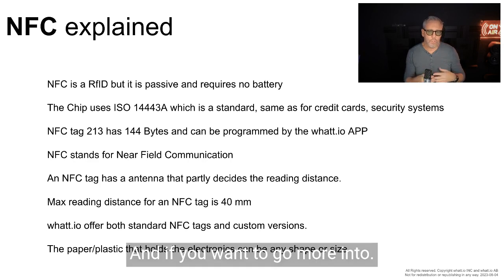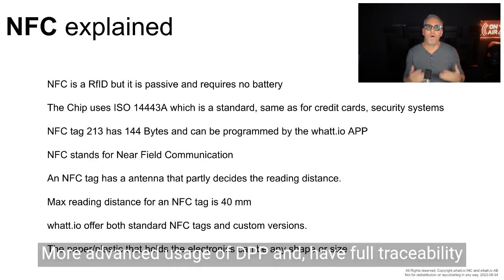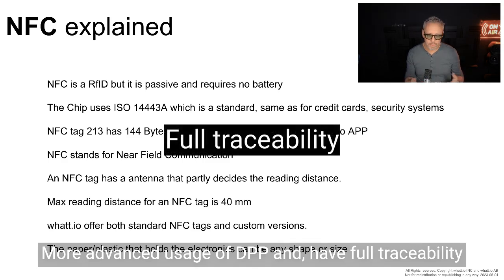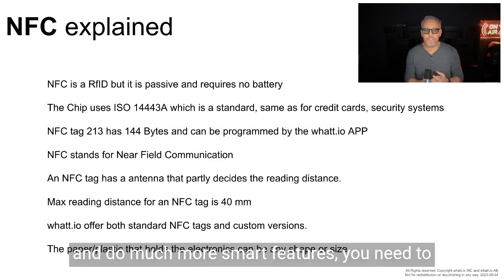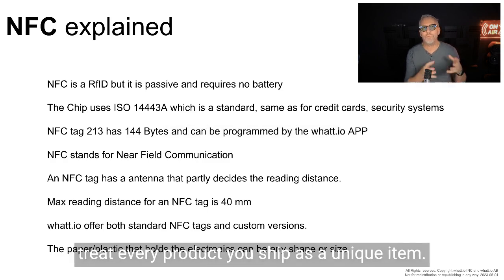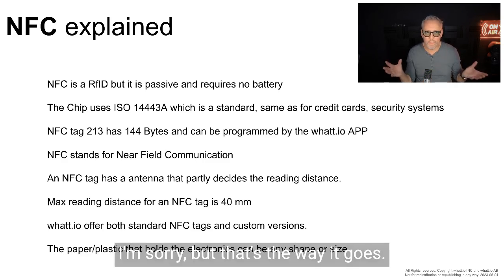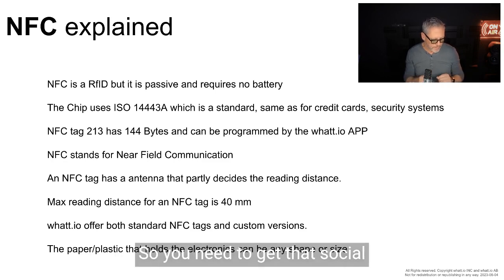And if you want to go into more advanced usage of DPP and have full traceability and many more smart features, you need to treat every product you ship as a unique item. I'm sorry, but that's the way it goes. So you need to get that social security unique identifier on it.